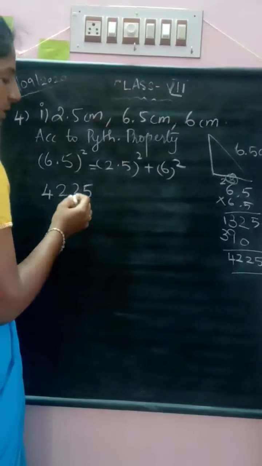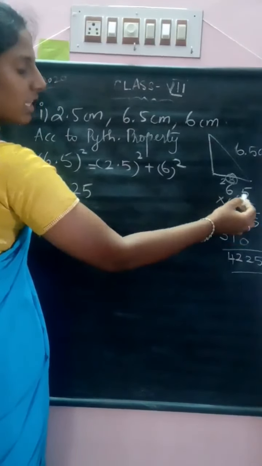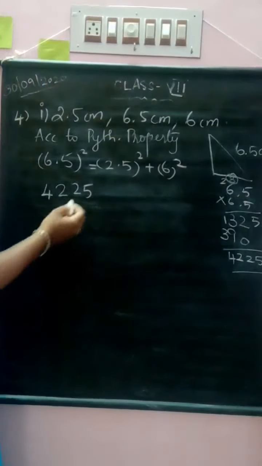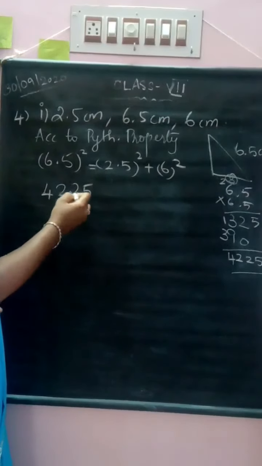4225, and where do you have to keep the decimal point? Here there is one number after the decimal point, and here there is one number after the decimal point. So totally there are two numbers after the decimal point. So before two numbers, keep the decimal point.